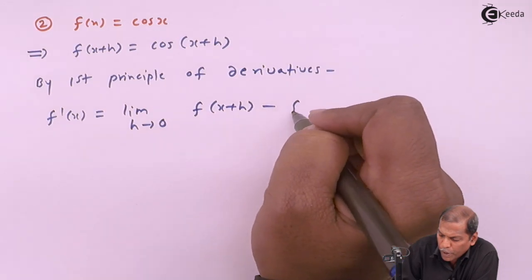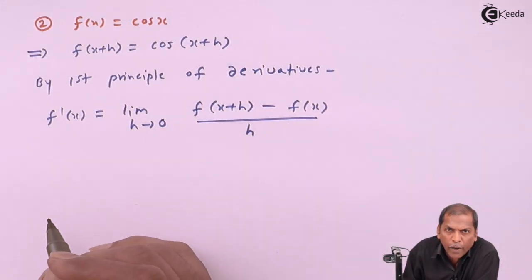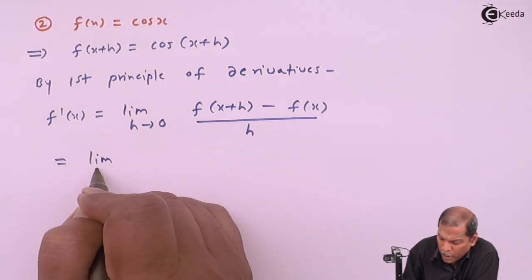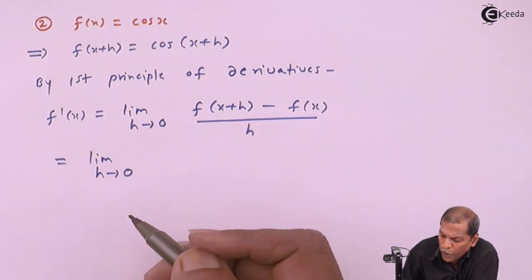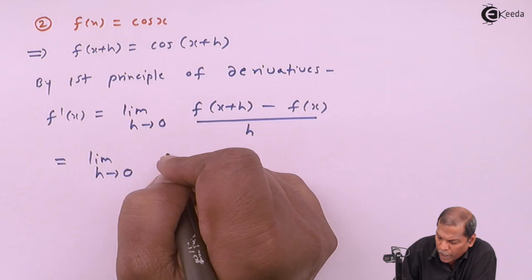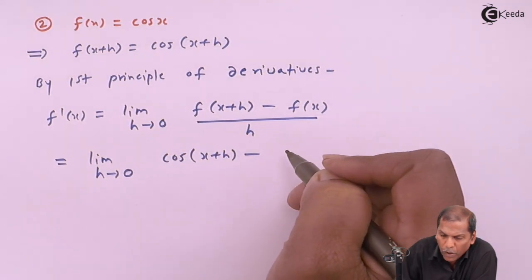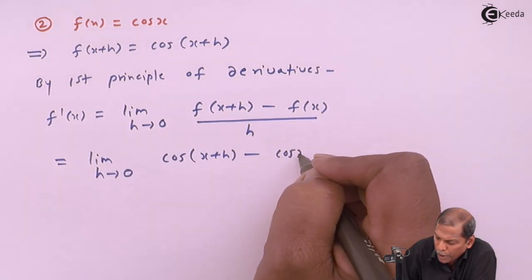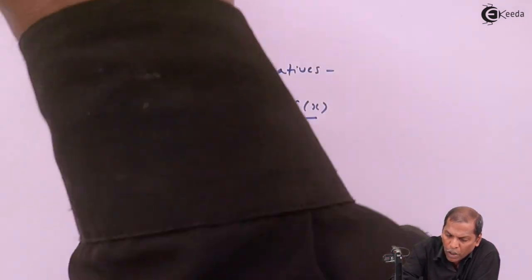[f(x+h) minus f(x)] totally divided by h, that is equal to limit h tends to 0. For f(x+h), we write cos(x+h), minus, for f(x) we substitute cos x, and the whole thing divided by h.